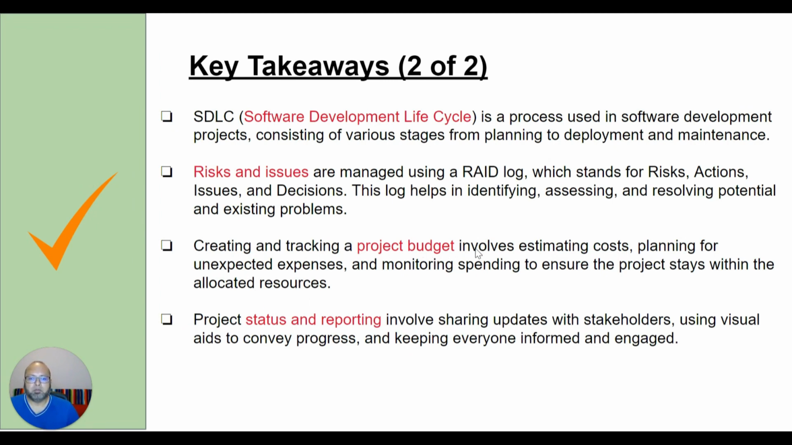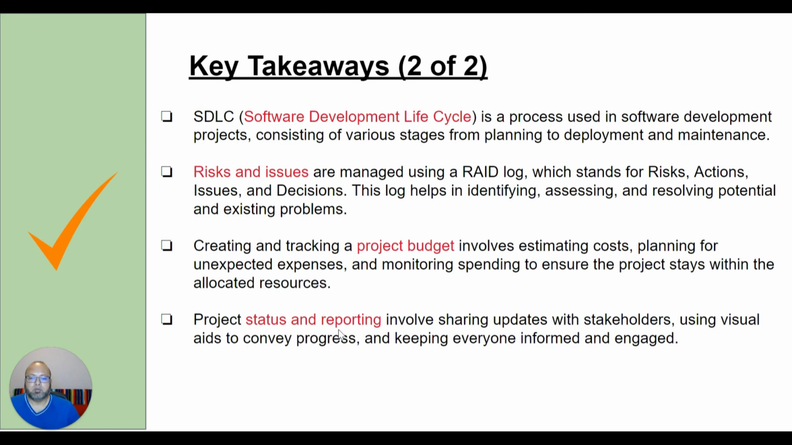Creating and tracking project budget is important. Involves estimating costs, planning for unexpected expenses, and monitoring spending to ensure the project stays within the allocated resources. So the project budget says $100,000. It has to come within 10-20% of that, and not less, not more.